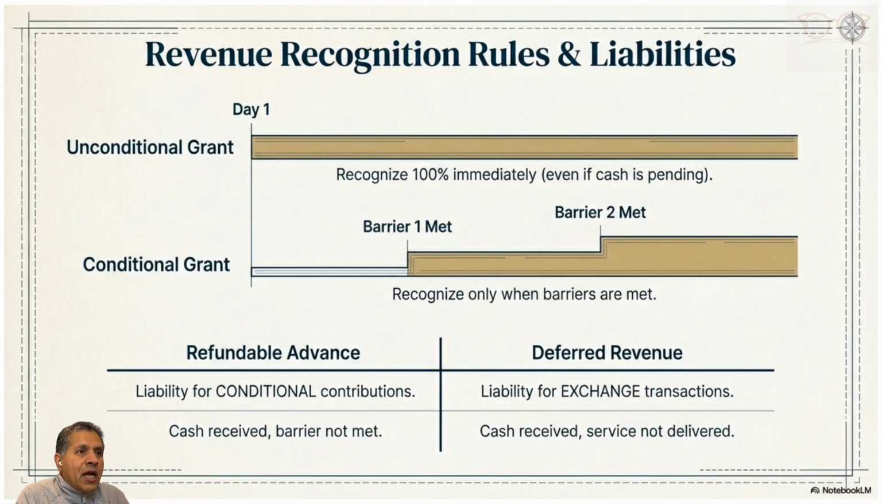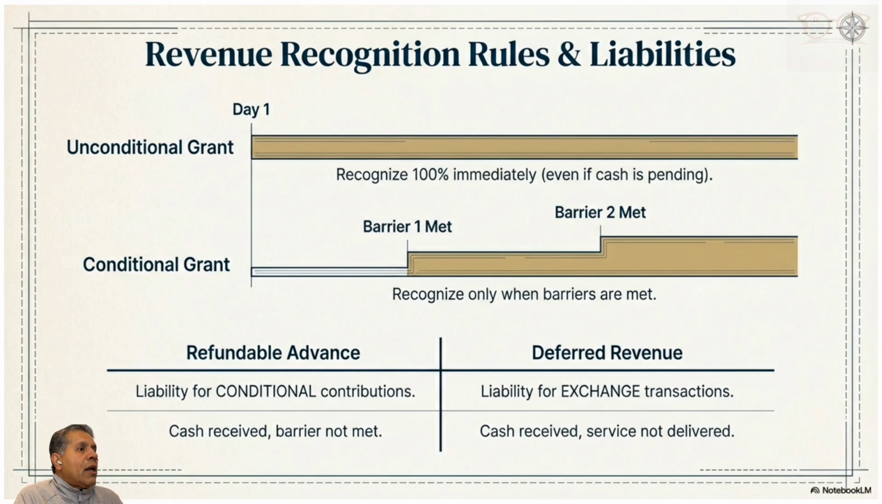Let's visualize the timing. We've got two bars here. The top bar is the unconditional grant. You recognize 100% of it immediately on day one, even if you haven't received the cash. And when we say day one, we mean as soon as you have an award letter. The bottom bar is the conditional grant. You recognize nothing on day one. You recognize revenue step by step as you meet the barriers.